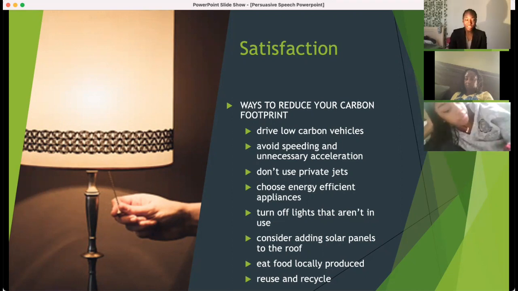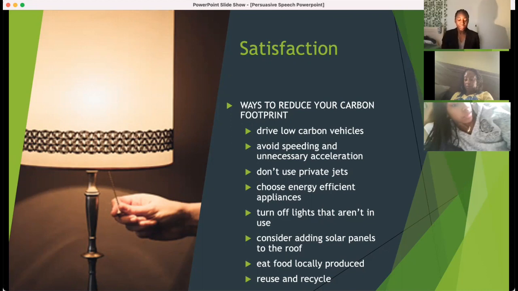Speeding and unnecessary accelerations cause more greenhouse gases to be emitted in the atmosphere. Also, driving low carbon vehicles can help combat this, as well as decreasing the amount of carbon emissions that your household emits. You can do this by choosing energy efficient appliances as well as turning off lights that aren't in use.